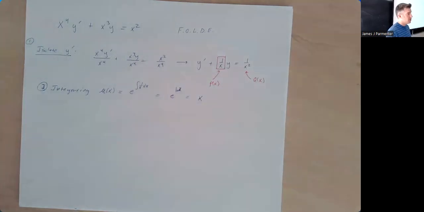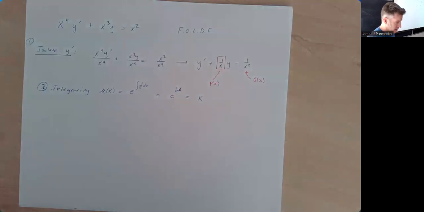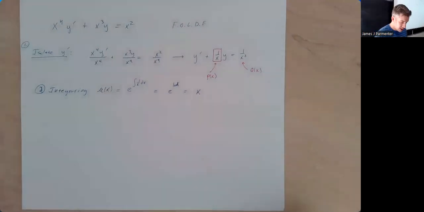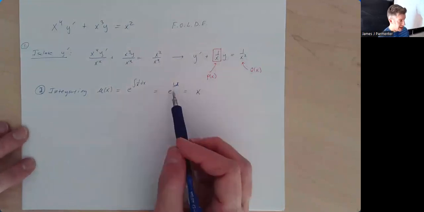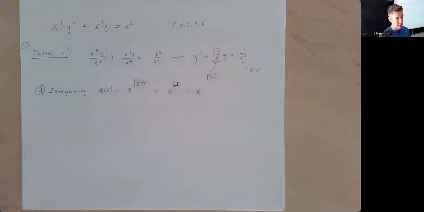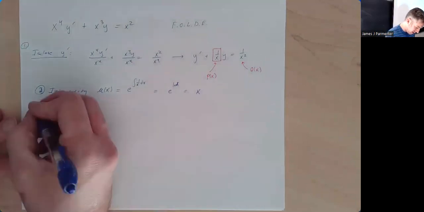It is probably always in your interest to simplify this integrating factor as much as possible. So if you have e to the natural log of something, you should definitely make that nicer. All right, and then we multiply everything by it.